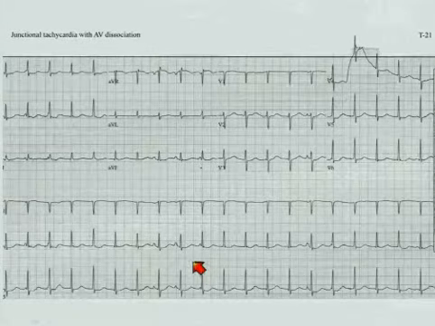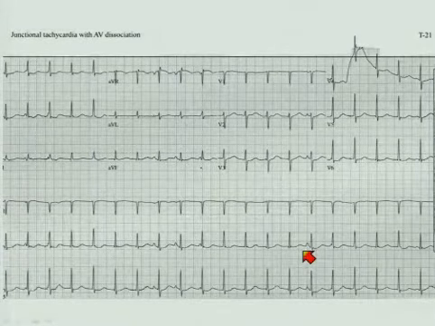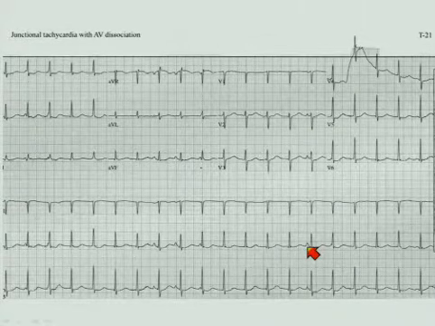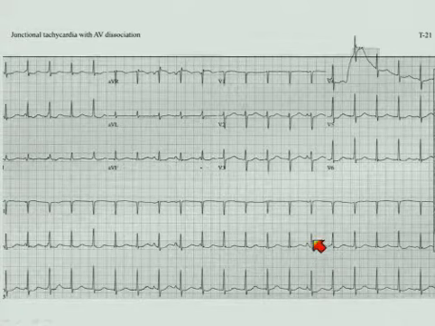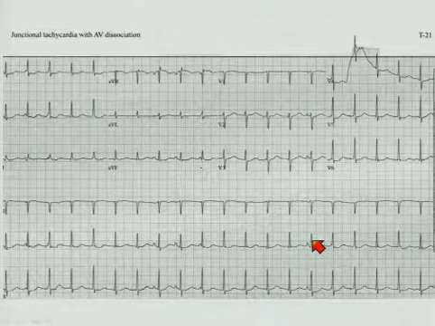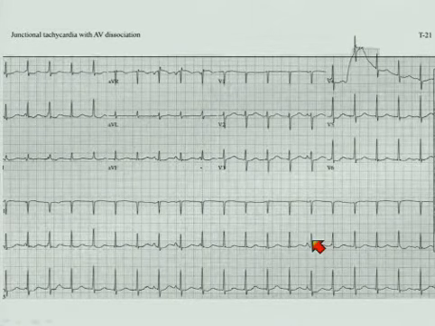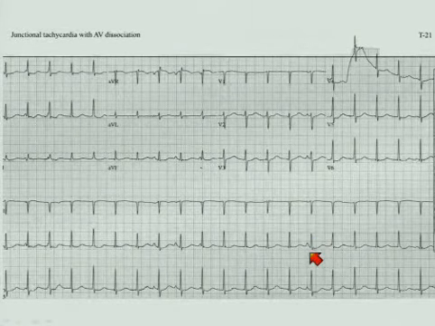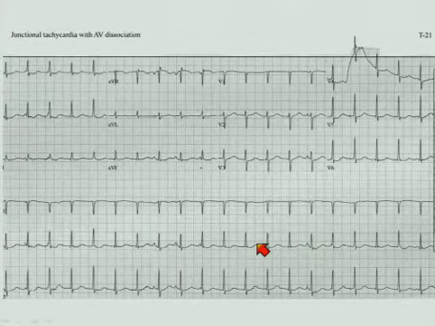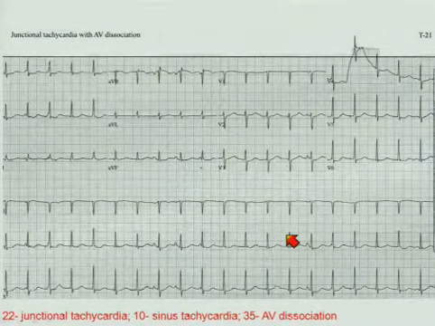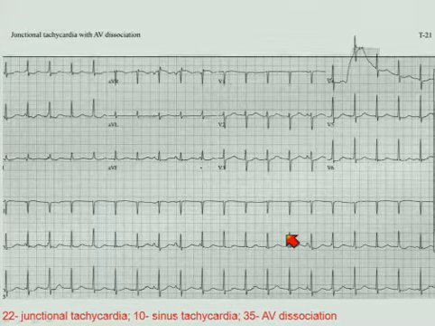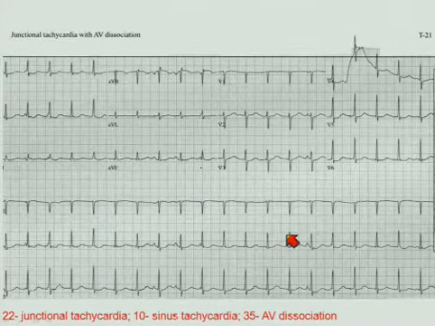We didn't see any P wave that should have conducted that didn't. This one was getting ready to conduct for all we know, and it was interfered with by that simultaneous depolarization of the junctional focus. So interference can give rise to AV dissociation, even in the absence of any block at all. So this one would be number 22, junctional tachycardia, number 10, sinus tachycardia, and number 35, AV dissociation.